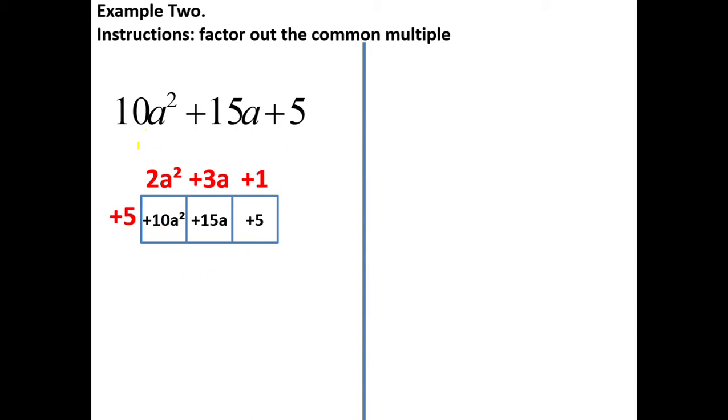So taking our original polynomial, we can break it up by factoring out a 5 into 5 times this polynomial here. And there's nothing else we can take out of here because this doesn't have any a's, so we can't take a's out.